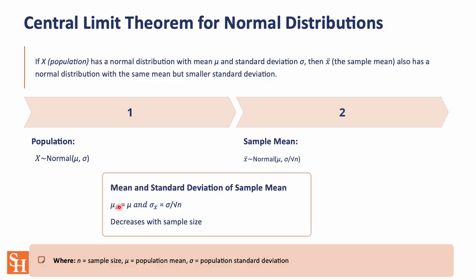So here the mean hasn't changed. For the sample mean, the mean is also mu, like the original distribution, but the standard deviation of the sample mean is sigma over square root of n, where n is the sample size.